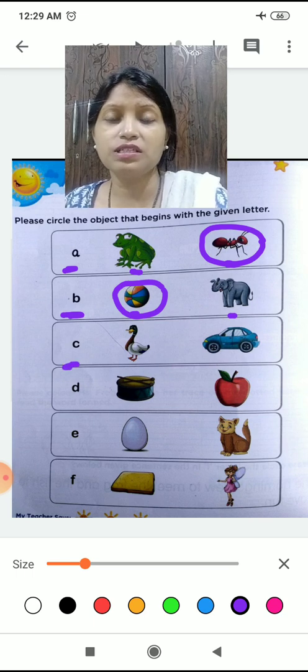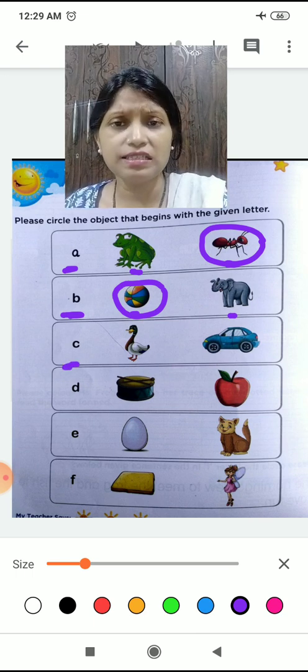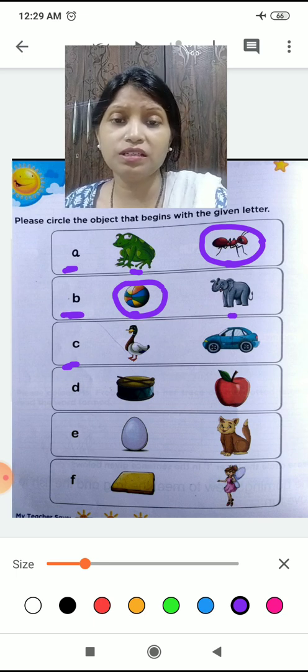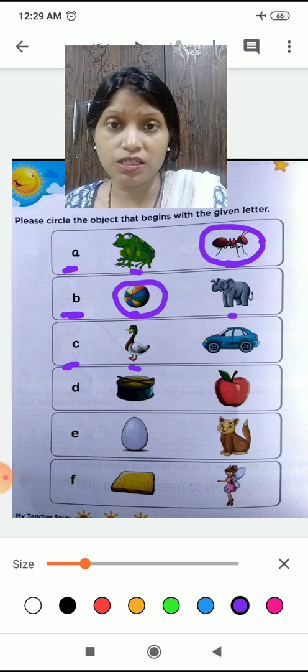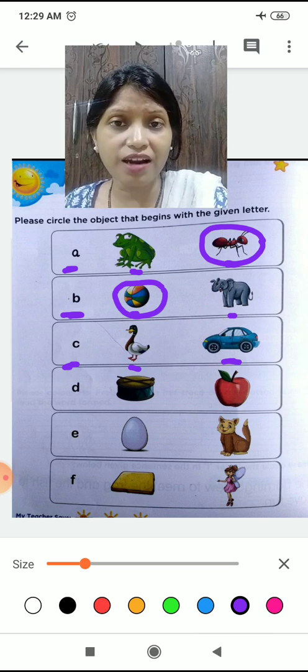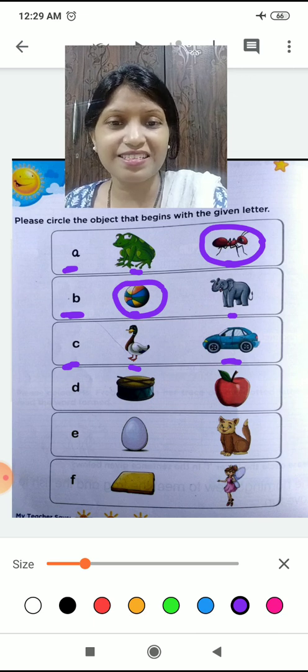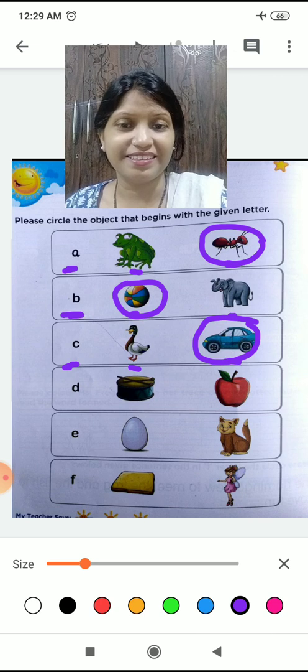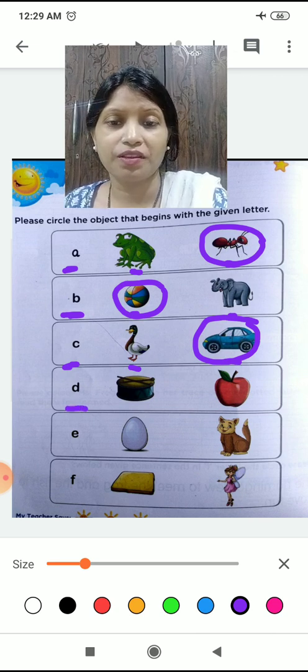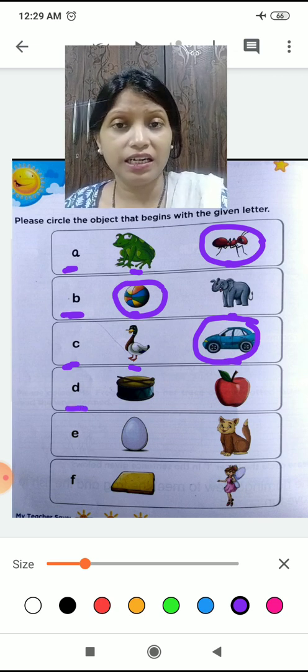Now see, what is it? C. C is for, tell me children, what is this? Duck. C is for duck. No. What is this? Car. C is for car. Yes, C is for car. Yes, very good.